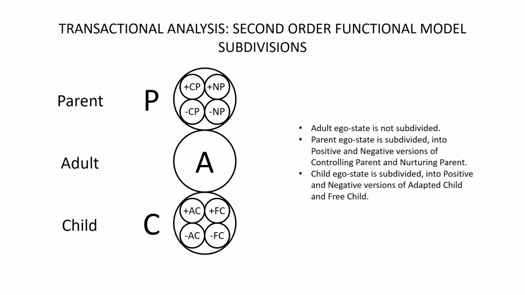As in other versions of the ego state model, in the second order functional model the adult ego state remains undivided. The parent ego state, however, is divided into controlling parent, sometimes known as critical parent, and nurturing parent, then divided again into positive and negative versions of each. Similarly, the child ego state is divided into adapted child and free child, and then into positive and negative versions of each.